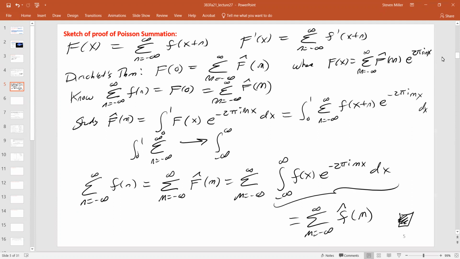Yes, I took away the sum. We have the sum of f hat of m, m goes from minus infinity to infinity. And then f hat of m itself is the integral of the sum. There's two sums in an integral.